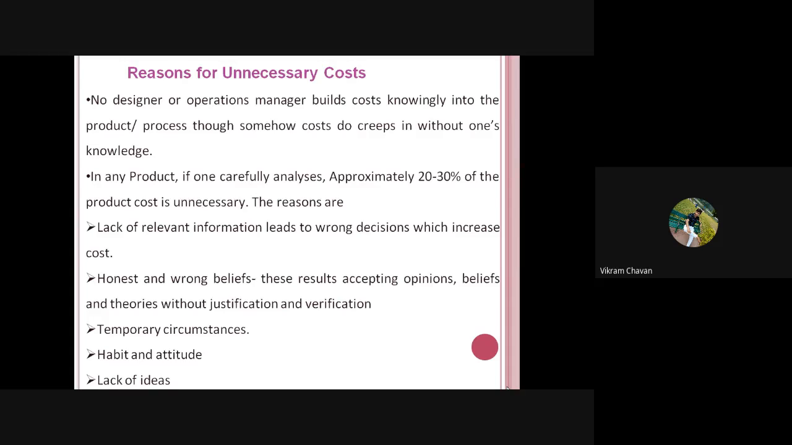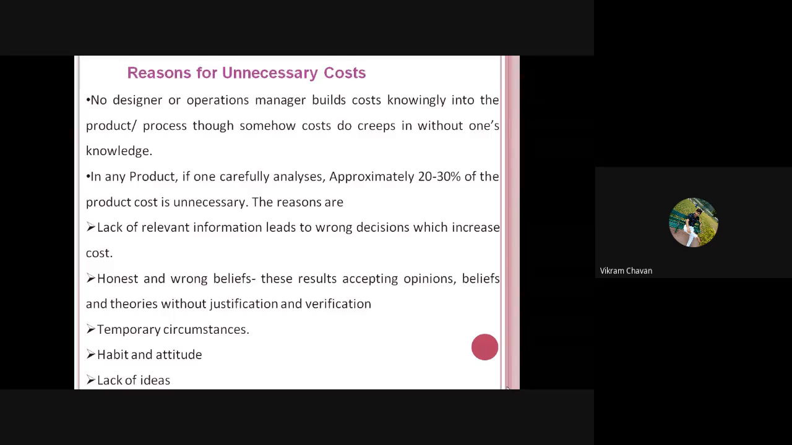The reasons are: first one, lack of relevant information. Lack of relevant information leads to wrong decisions, which increase cost. Full stop.